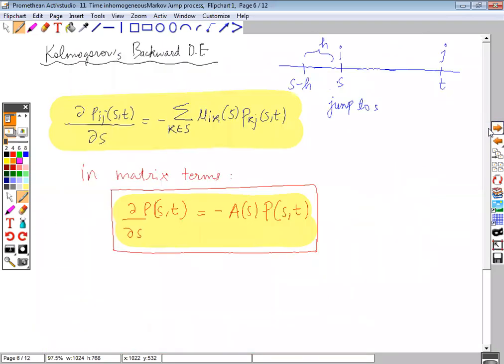Yeah. So this is how Kolmogorov's backward differential equation will look for the time inhomogeneous case. The thing that's changing is we have a minus here, and a very important difference is that now we're differentiating with respect to S, not T here anymore. So I guess that's important.